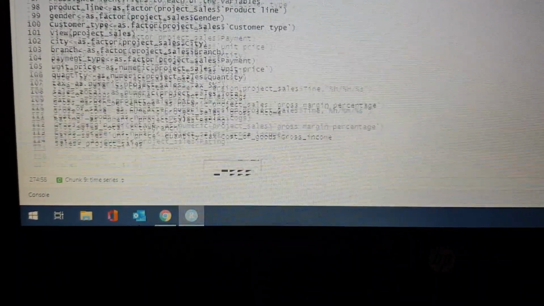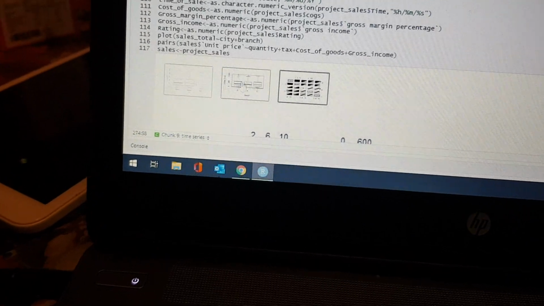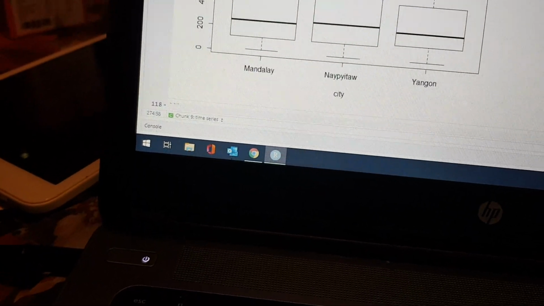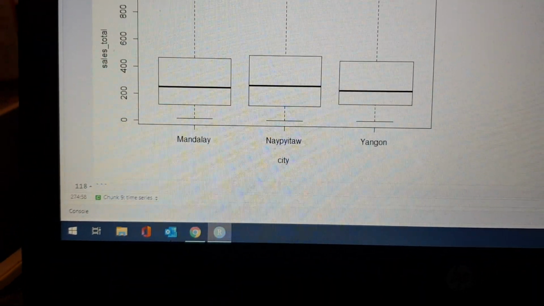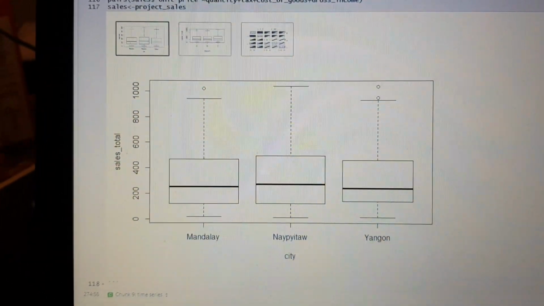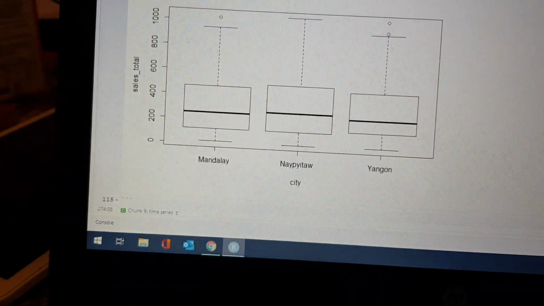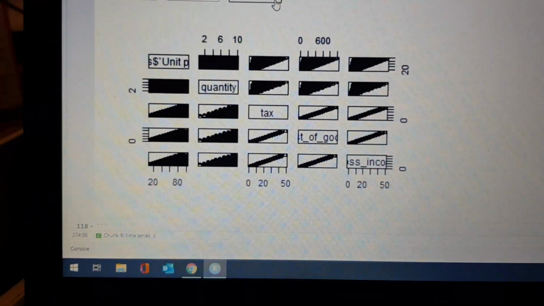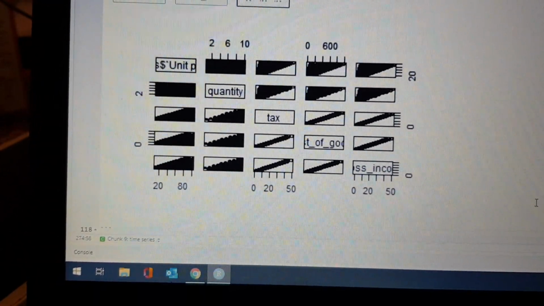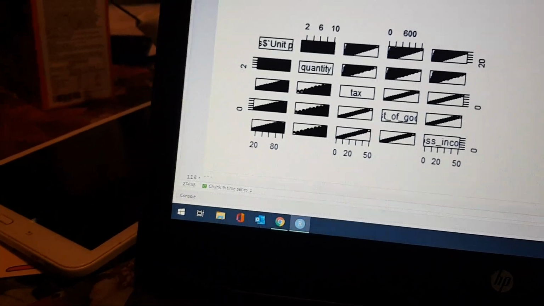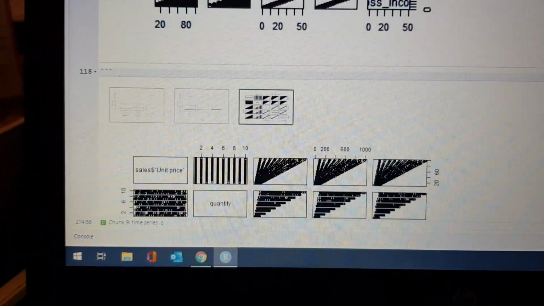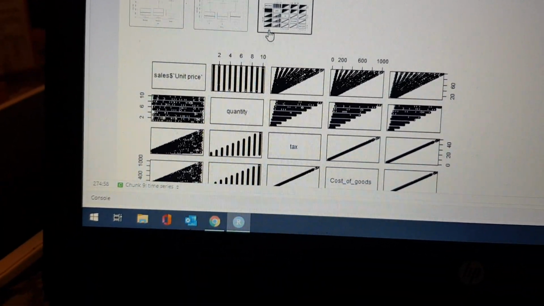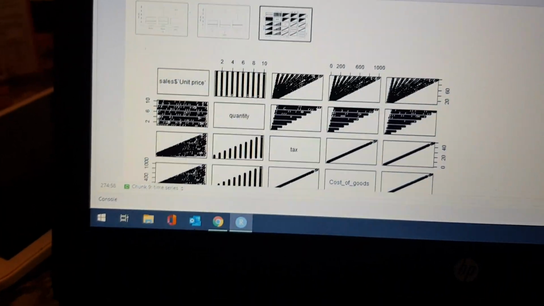And then I plotted a few of them. See down here. I looked at the 3 cities by sales total. Then I looked at the branches compared to the sales total. Then I did a pairs plot, and I looked at unit price, quantity, tax, cost of goods, and gross income. It's done better here. Price, quantity, cost of goods.